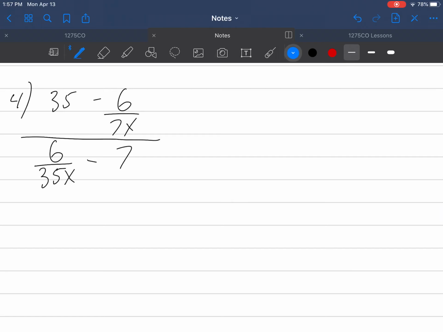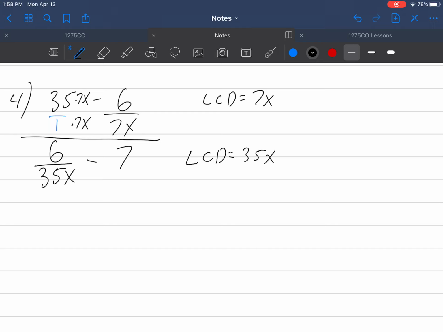fraction up top, which is 35 over 1 minus 6 over 7x. Again, there is an over 1 here that is not written down, which you can write down yourself. Our LCD is going to equal 7x. So there is our LCD, which means that 35 over 1 is going to need to get multiplied by the complete 7x on top and bottom.